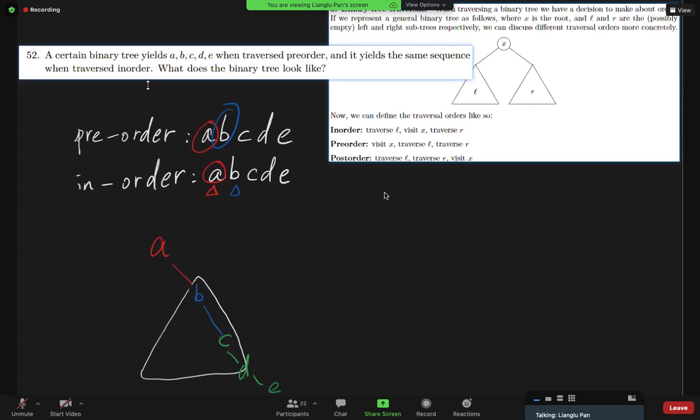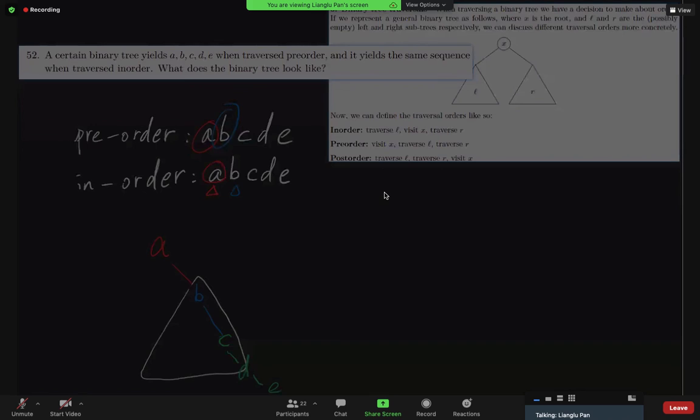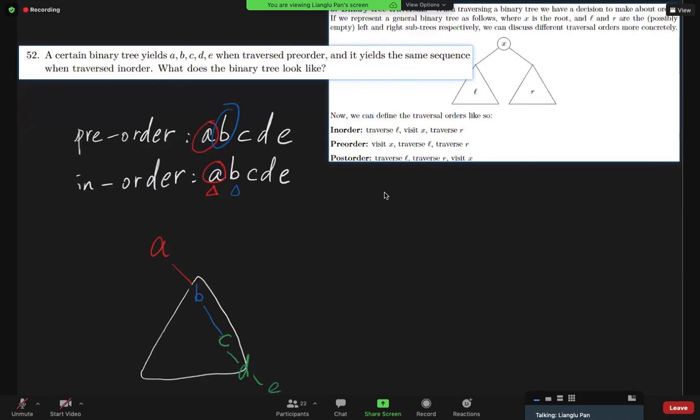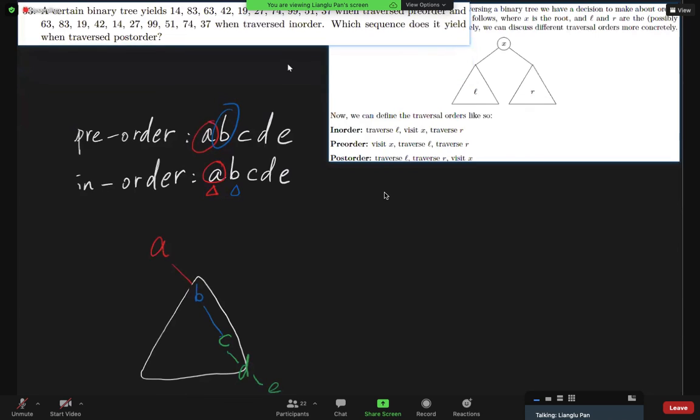So this question is not too difficult when we only have 5 nodes. And let's consider a slightly more complicated case where we have about 10 elements.